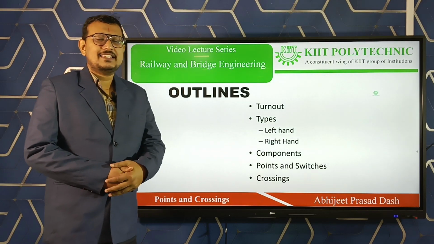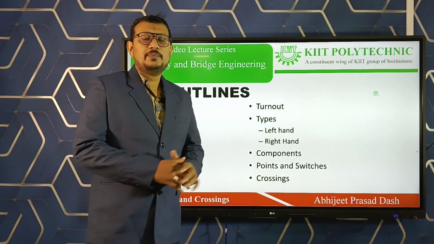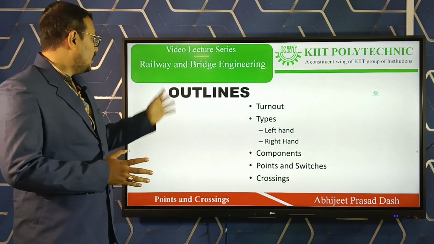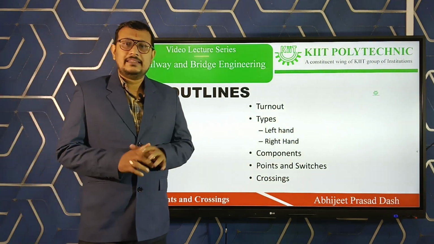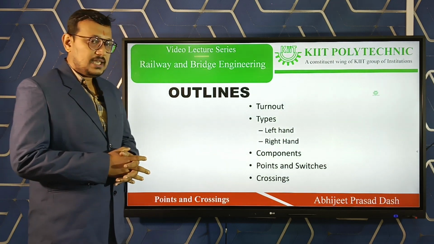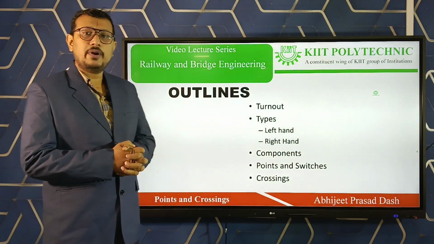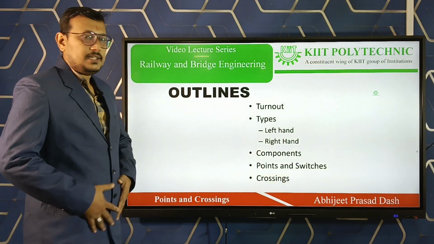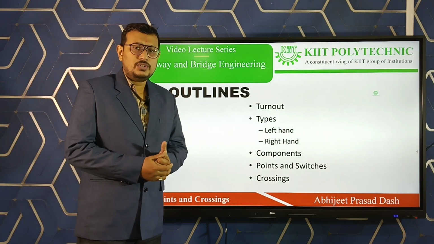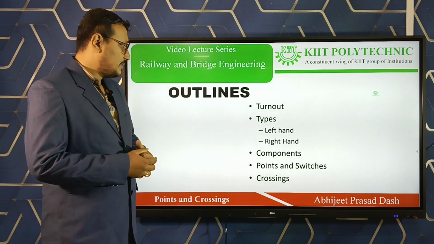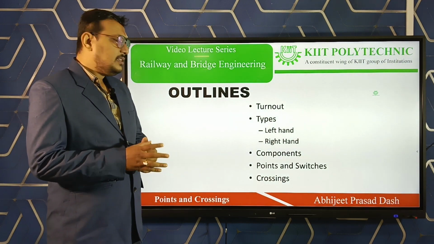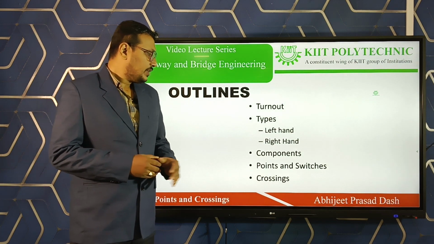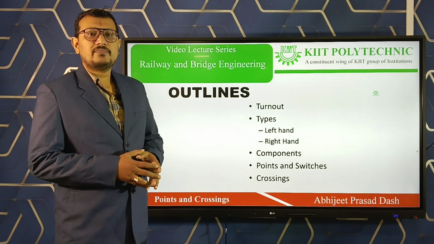Good morning, dear students. This is your fifth semester subject in Diploma Engineering Civil, Railway and Bridge Engineering. In that subject, we are here to discuss the points and crossing. On that, we will discuss here the turnout, its types, left hand turnout and right hand turnout, the components, the points and switches, and crossing.